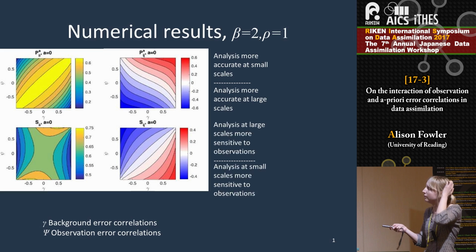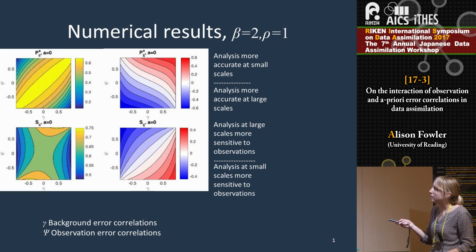Yeah, and again, we can relate the sign to the scales that the analysis is most sensitive to the observations. So when we're along this diagonal and the observation and background error correlations are the same, then the analysis has the same sensitivity to the observations at all scales.